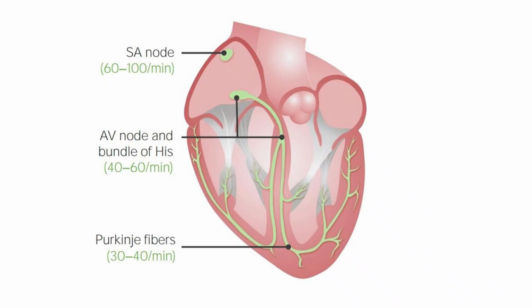And it can fire from 60 to 100 times per minute, which is where we get our normal resting heart rate from. Now, if the SA node fails for some reason, then the AV node should be able to keep the heart beating between 40 and 60 beats per minute. Now, if the SA node and the AV node fail, we do have the Purkinje fibers that could potentially keep the heart squeezing or contracting at least 30 to 40 times per minute.